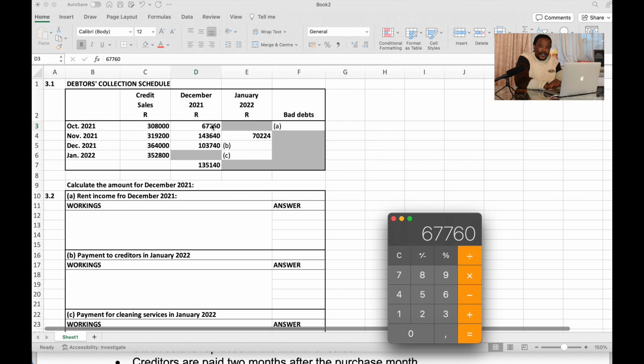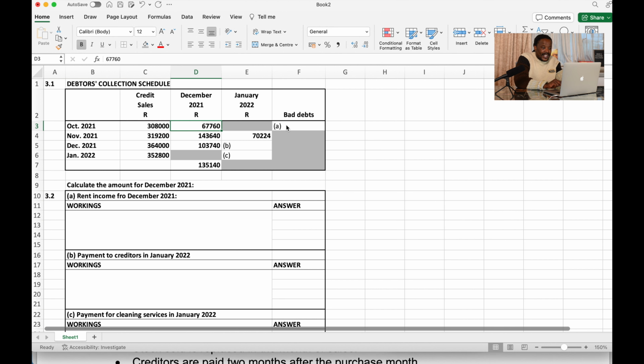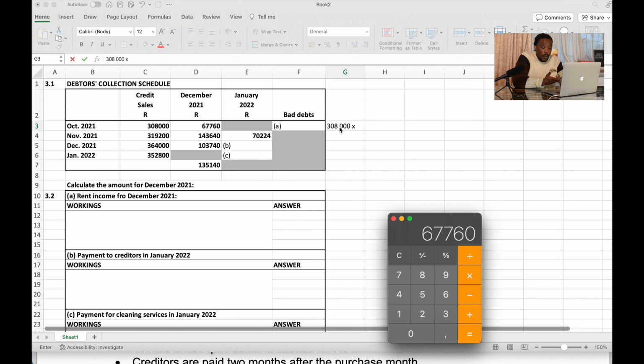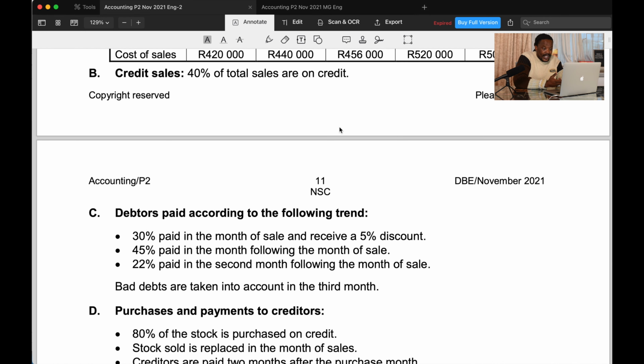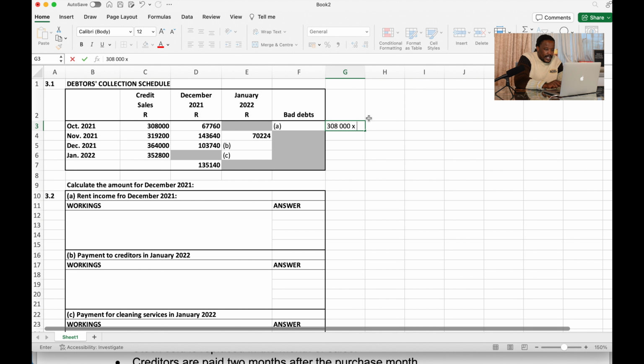But this is after 3 months, and we must realize bad debts. How to get these bad debts? You go back to this 308,000, and you follow the sequence of the trend. What is the trend saying about these credit sales? If you have to do everything about that transaction, it is 30% paid in the month of sale and receive a 5% discount. 30% paid in the month of sale, they paid 95%, and then they paid 30%.